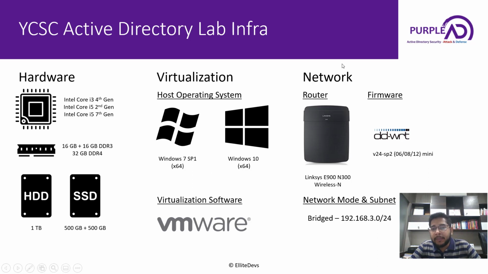Then coming to the network side, we have connected these three systems via a Linksys E900 router, which is running DD-WRT firmware, and this is the build that I am using. And then all the virtual machines that I have created are in bridged mode, and we are going to access them over a subnet of 192.168.3.0/24. So that was all about the lab that we'll be using at Purple AD. I just wanted to give you a brief overview of the lab that we'll be using before we delve into further attack and defense techniques.